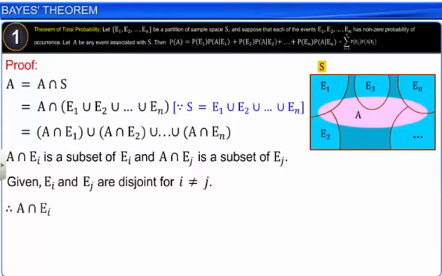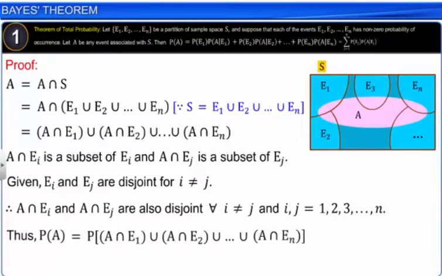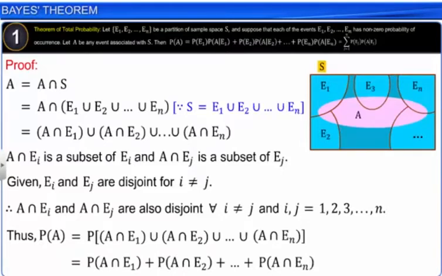Therefore, A intersection Ei and A intersection Ej are also disjoint for all i not equal to j, and j is equal to 1, 2, 3, and so on till n. Thus, the probability of A is equal to the probability of the union of A intersection E1, A intersection E2, and so on till A intersection En. This is equal to the sum of the probabilities of A intersection E1, A intersection E2, and so on till A intersection En.